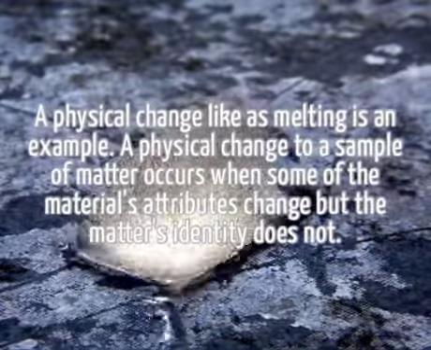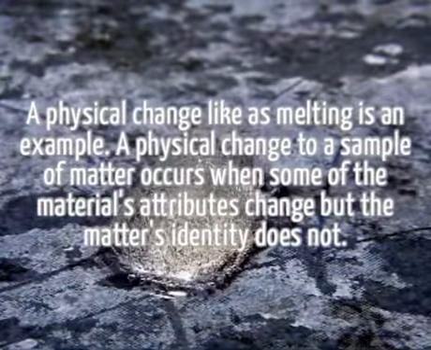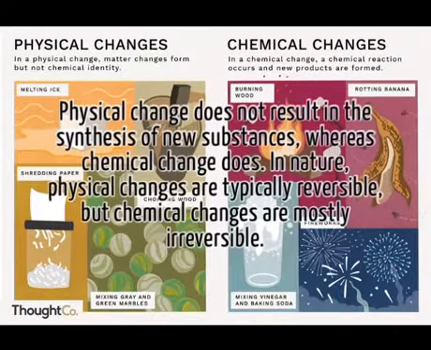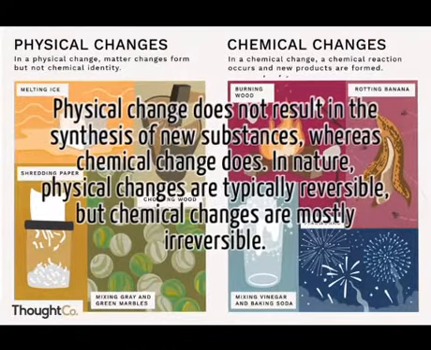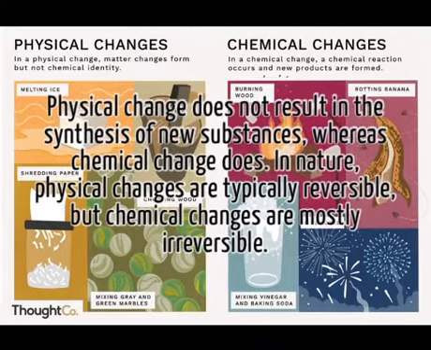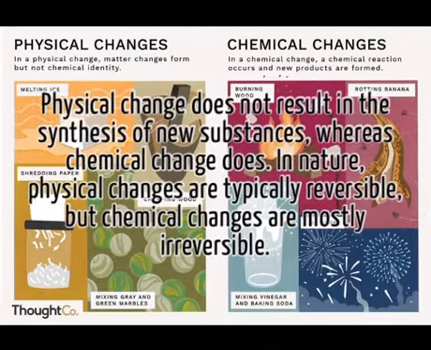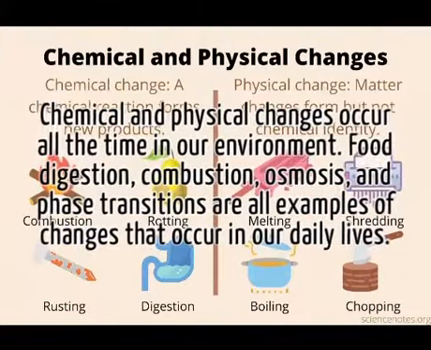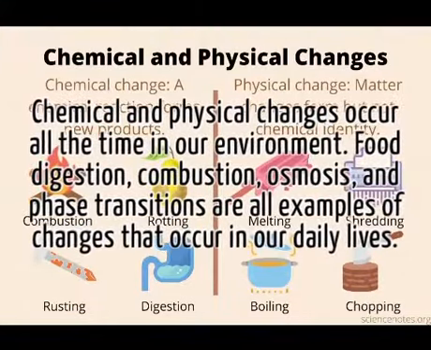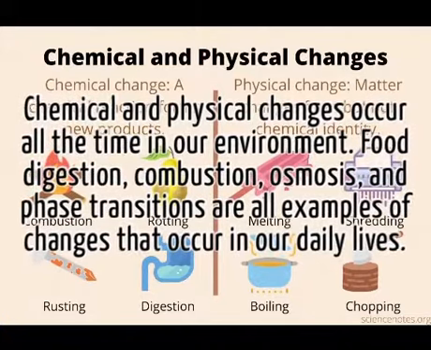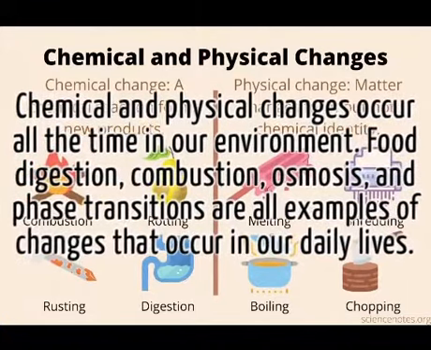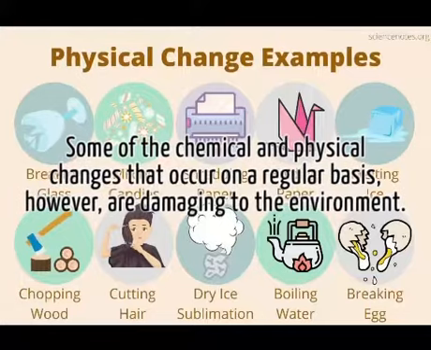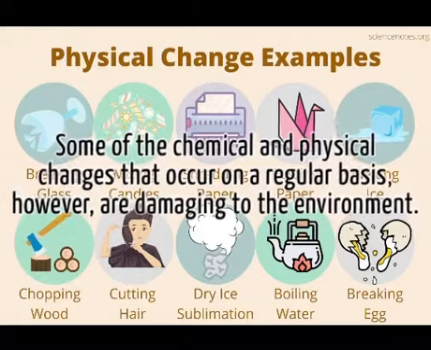A physical change to a sample of matter occurs when some of the material's attributes change but the matter's identity does not. Physical change does not result in the synthesis of new substances, whereas chemical change does. In nature, physical changes are typically reversible, but chemical changes are mostly irreversible. Chemical and physical changes occur all the time in our environment. Food digestion, combustion, osmosis, and phase transitions are all examples of changes that occur in our daily lives. Some of the chemical and physical changes that occur on a regular basis, however, are damaging to the environment.